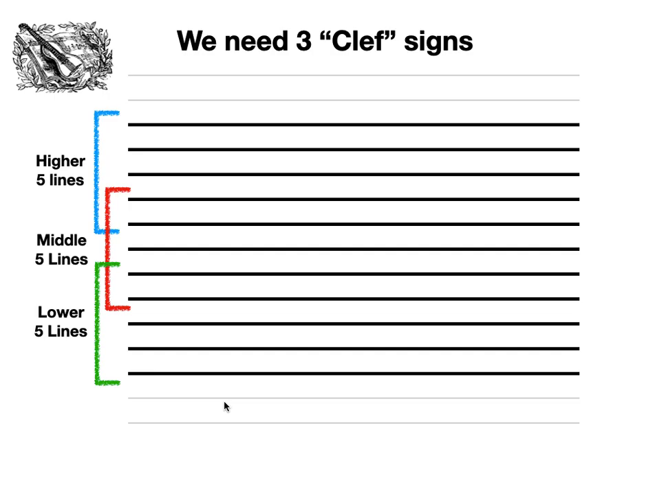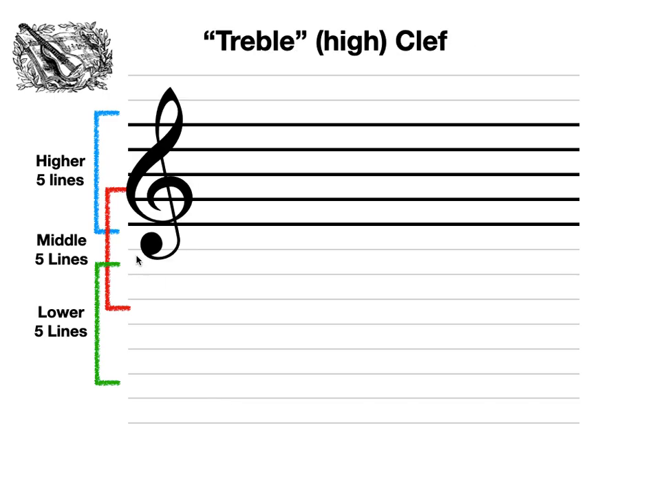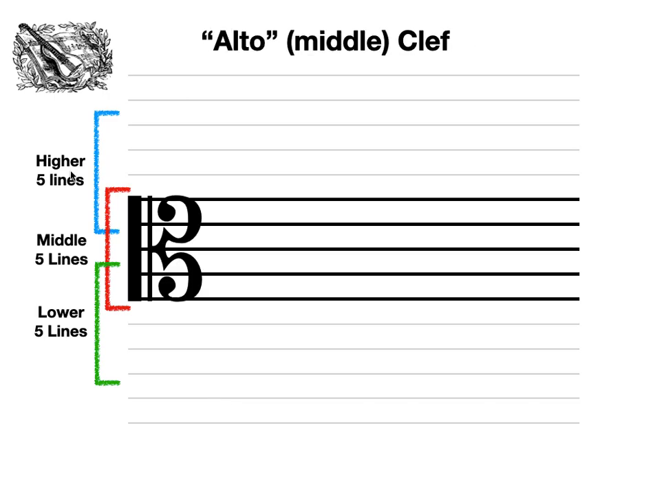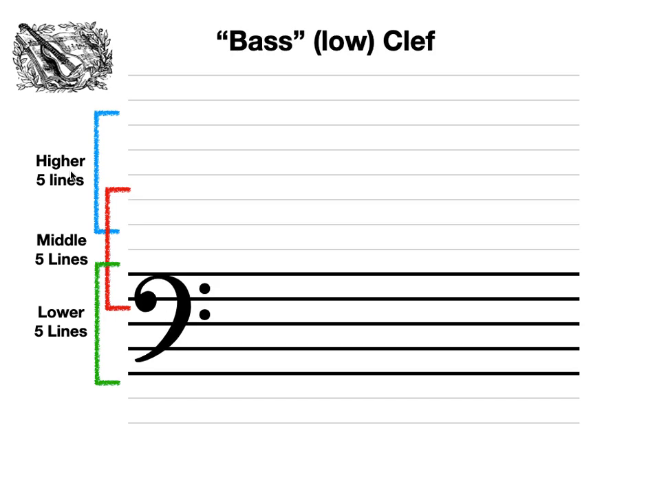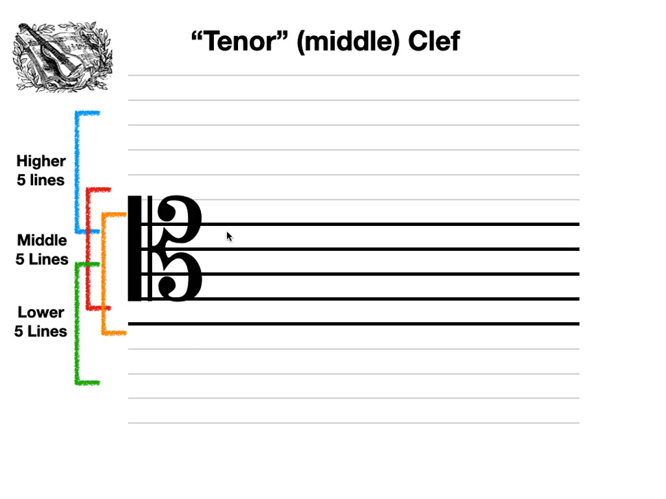So we're going to need 3 clef signs. Treble clef for the higher sounds, alto clef for the middle sounds, and bass clef for the lower sounds. Now there is another clef that's kind of tucked in here called tenor clef. You just need to be exposed to it to know what it is.